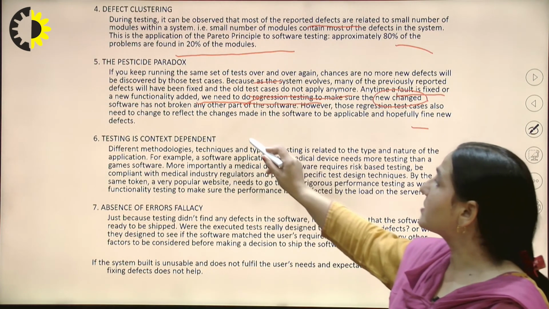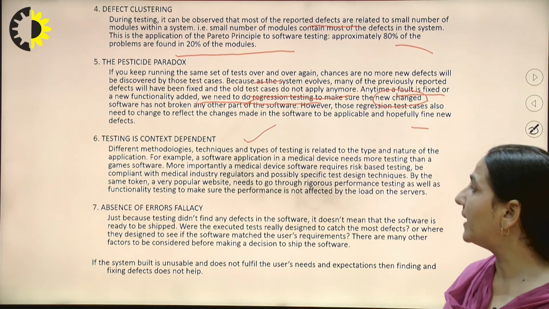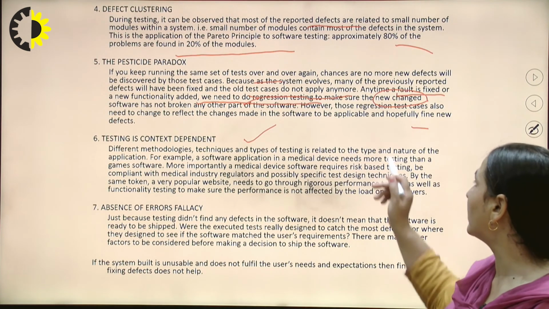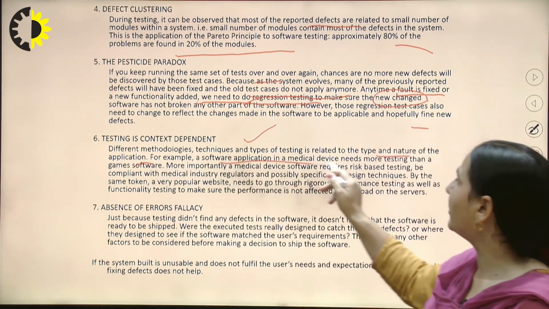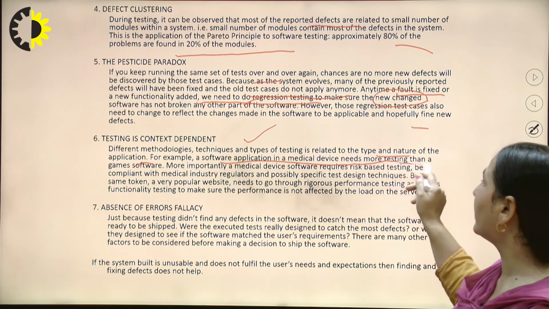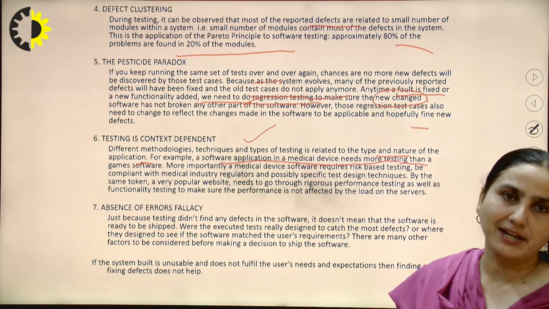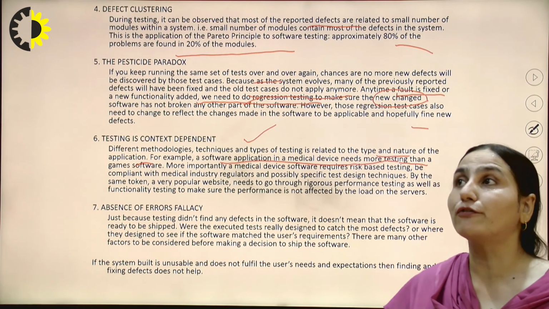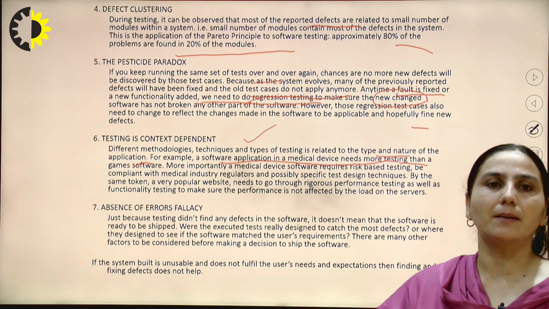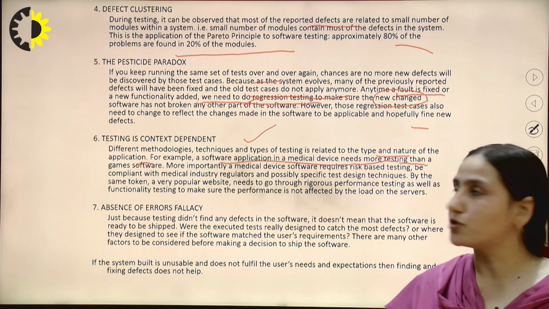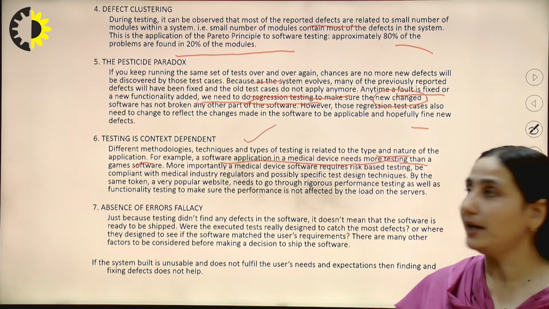Now, next is testing is context dependent. What is this? Different methodologies, techniques and types of testing are related to the types and nature of the applications. For example, software application in a medical device needs more testing than game hardware. It depends on the type of applications that we are dealing with. There are a number of applications which require more testing as compared to other applications which may require a lower amount of testing. It depends on the particular context that needs to be properly tested.